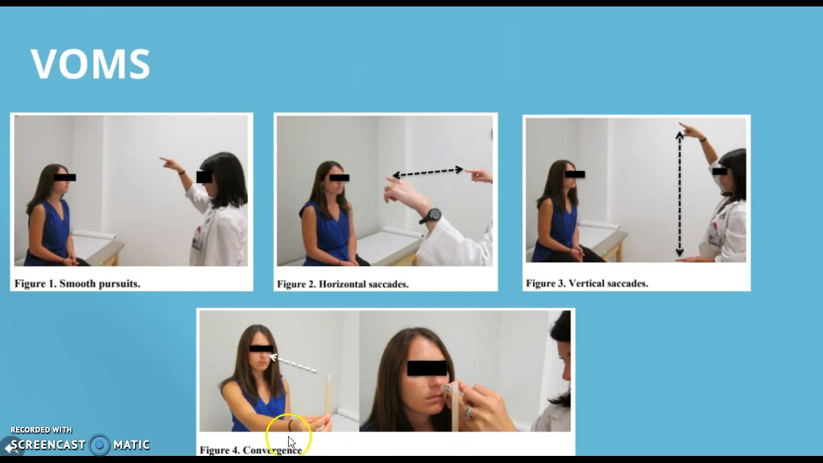As for convergence, the patient will hold a tongue depressor at arm's length. A small letter will be placed at the very top of it. The patient will focus on the small letter and slowly bring the tongue depressor towards their face. They will stop right before they can no longer focus on the small letter. The distance between their eyes and the tongue depressor will be taken.